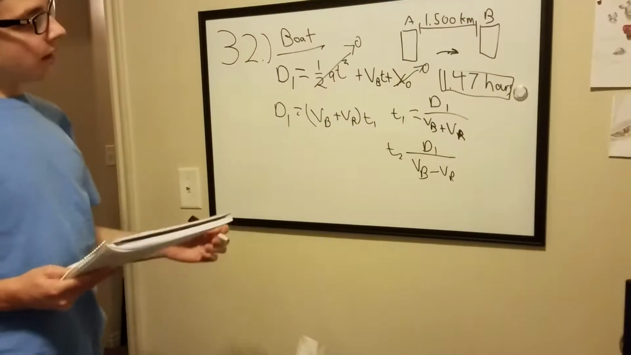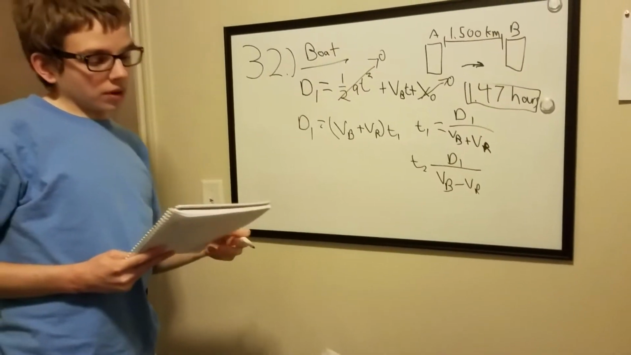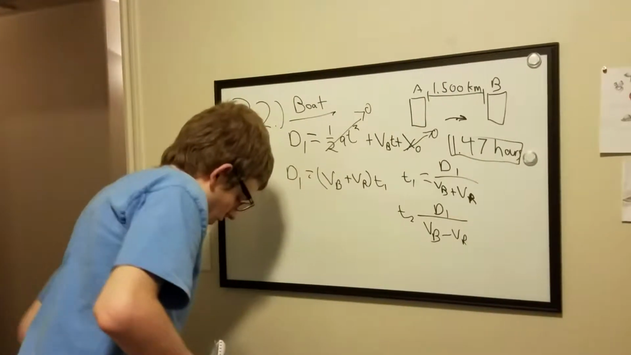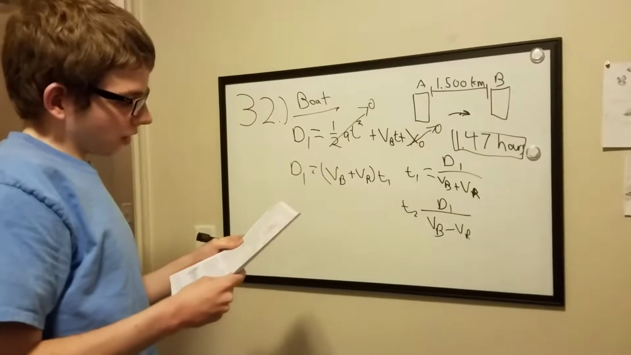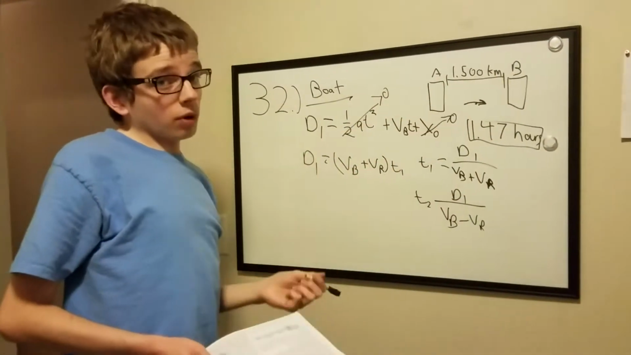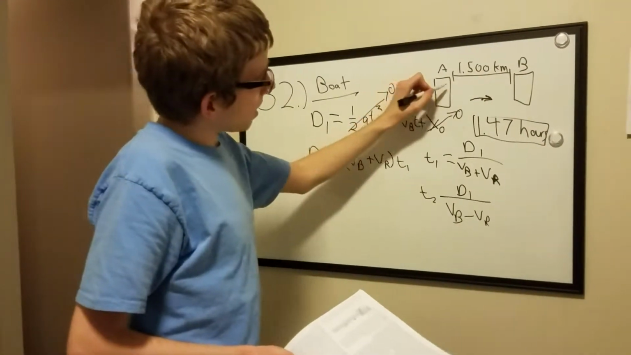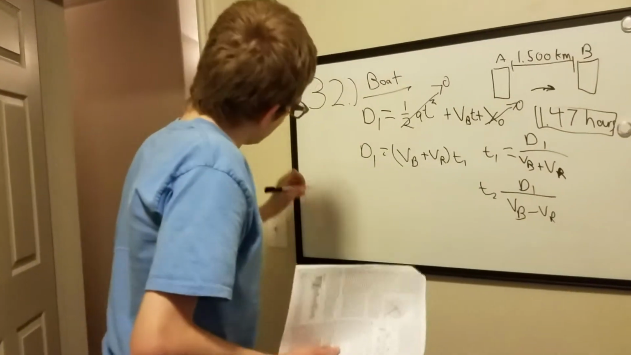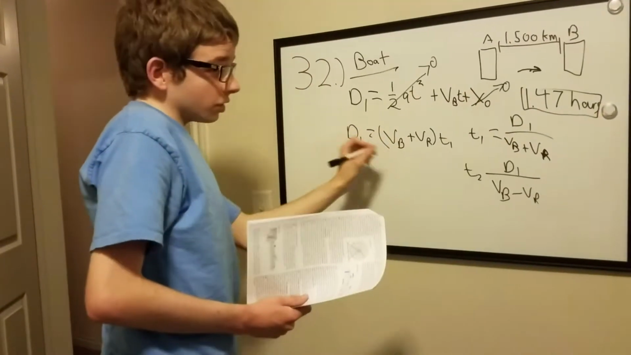Now we have to find the round trip time for the person walking on shore. And this one's much easier because the person walking on shore moves at a constant velocity of 4 kilometers per hour. And since he's on shore, he's not being affected by the river at all. So that means if he goes from A to B and then B to A, he's just traveling a total distance of 3 kilometers. So we can just plug that into our position equation.